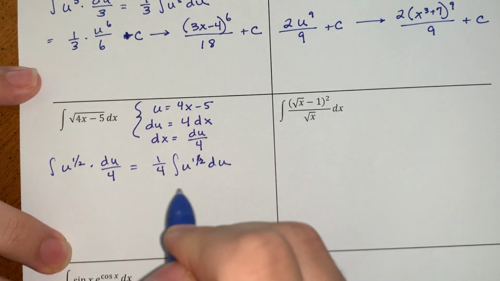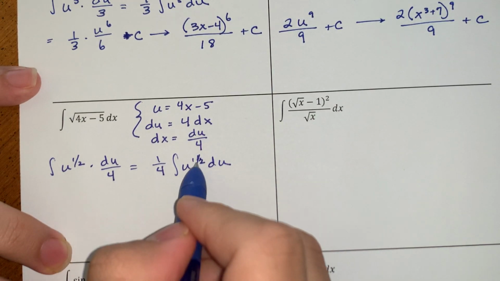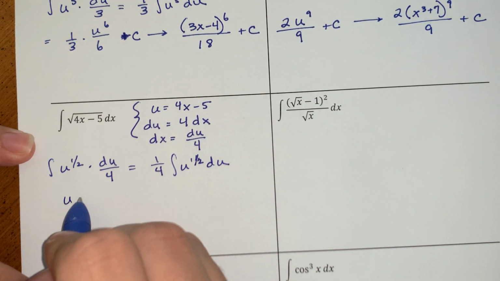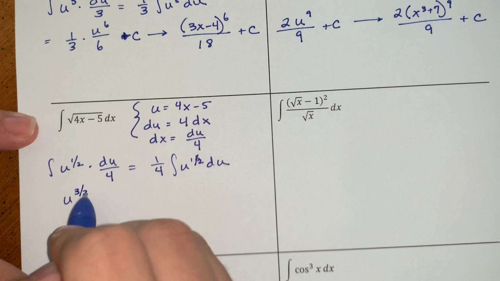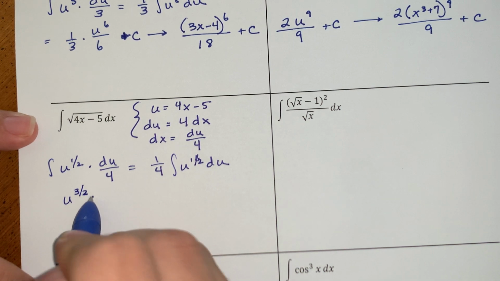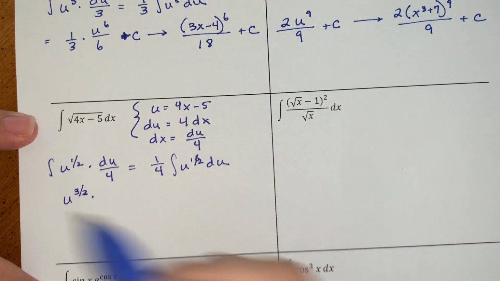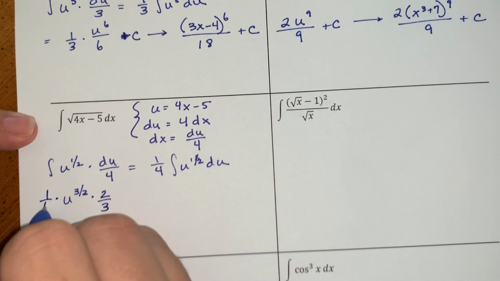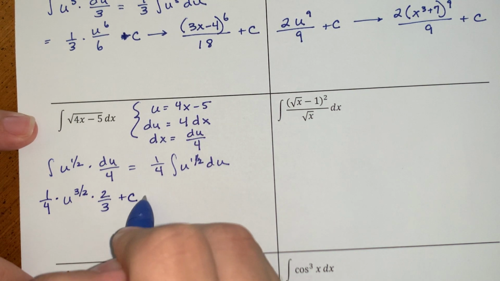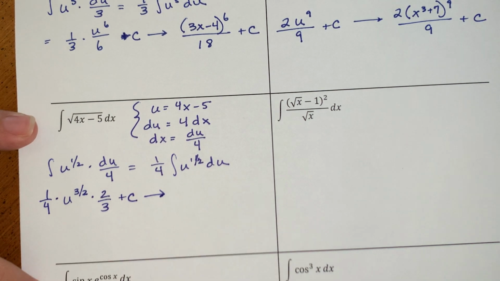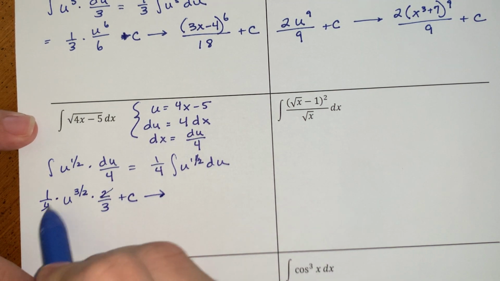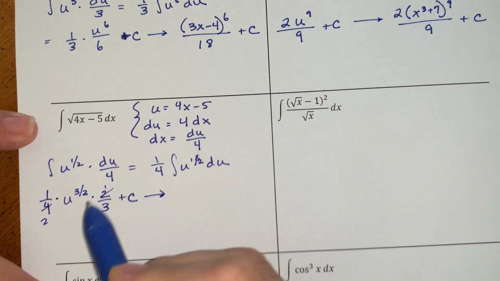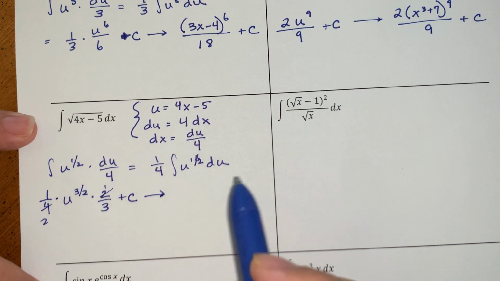So now if I go ahead and do my power rule there, I'm going to add 1 to that, or 2 over 2. So that's going to be u to the 3/2. And then divided by 3/2 is the same as multiplying by 2/3. And I can't forget that 1/4 here either. So all of that plus c. And so now I can rewrite this as, I know the 2 and the 4 cancel to become 1 over 2, or reduce down to 1 over 2.